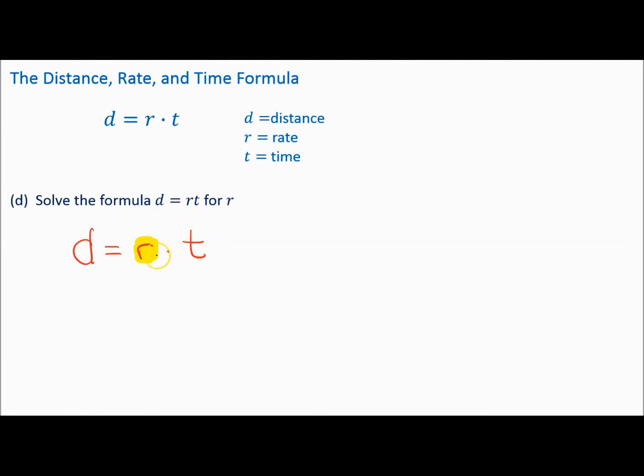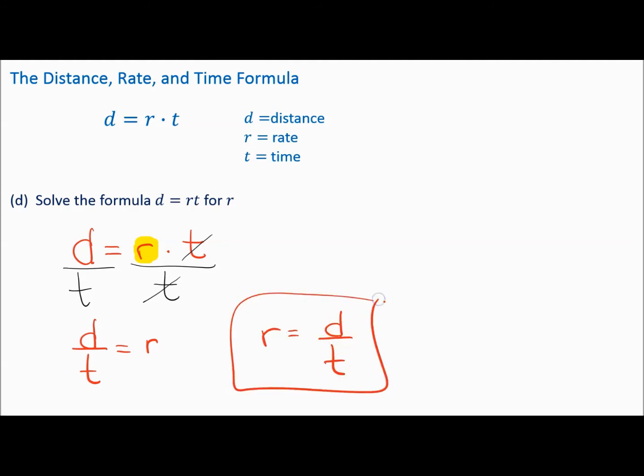So since it's being multiplied by the R, to undo that, I'm going to divide by T, and I have to do it on both sides. So those T's cancel. So my result on the left-hand side is D over T, and on the right-hand side is R. And if you'd like to rearrange the sides, you certainly can. That's the same as saying R is equal to D over T, or distance divided by time.